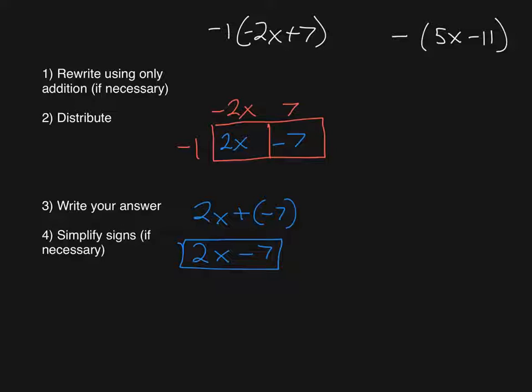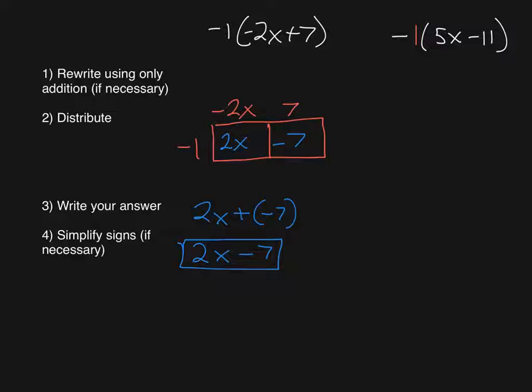For this next example here, this one looks a little different. It says negative parentheses 5x minus 11. Whenever we have a number that's negative, we can think about it as being multiplied by negative 1, right? So instead of like negative 6, we could think of negative 6 as negative 1 times 6. And that's the same case here. So what I'm going to do is I'm going to write a 1 right here. So it becomes negative 1 times 5x minus 11. And that'll give us the same thing.